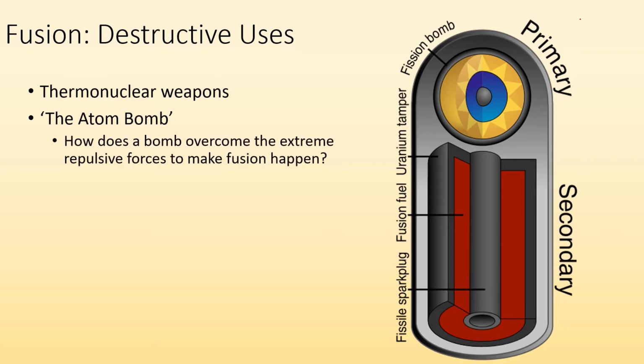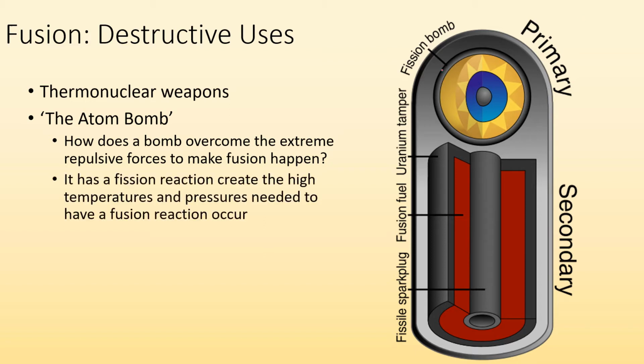So how can we create a bomb that's going to overcome these repulsive forces to make fusion happen? And this is, I think, pretty interesting. You've got to have a lot of energy just to get the fusion reaction to happen. So the way they do that is they have a fission bomb. We have a fission bomb exploding, giving off a bunch of energy, which is then going to power the secondary fusion reaction. So basically, the fusion bomb is powered by a fission bomb.